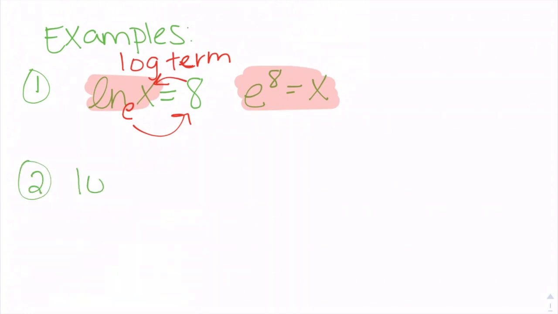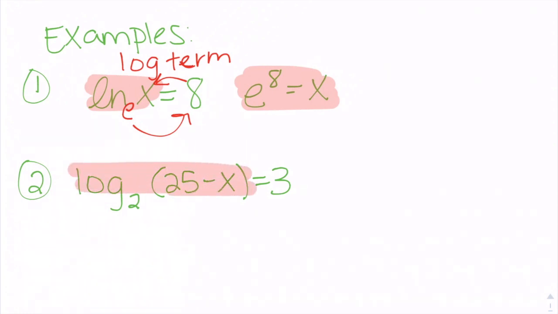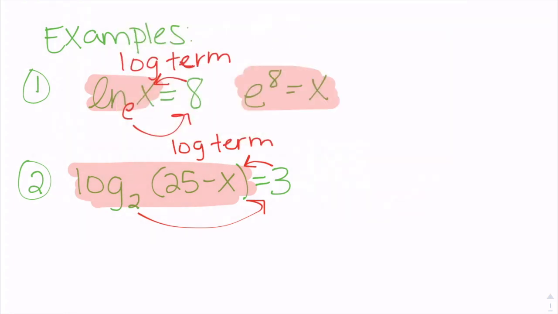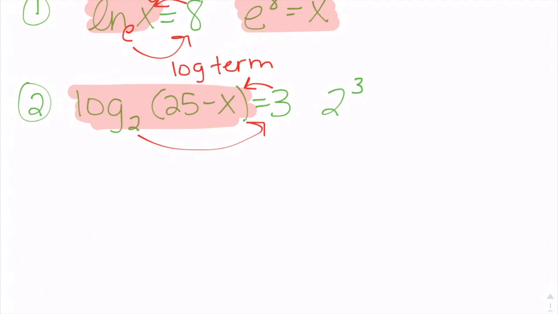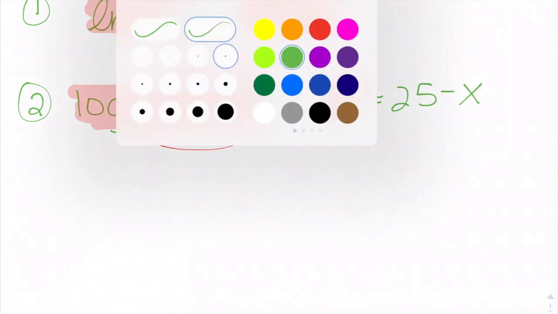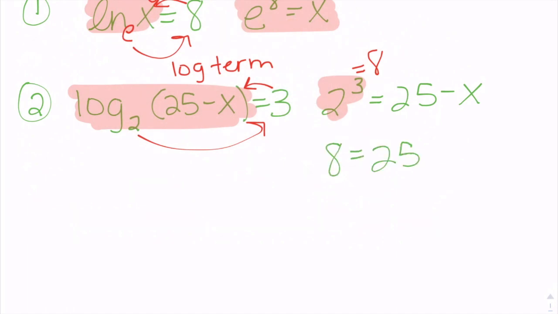Example 2, we have log base 2 of 25 minus x equals 3. And so this whole thing right here is our logarithmic term. And it's only one of them, so we therefore do not have to condense anything. And so we can go from here and convert this into exponential form. And when you do that, you end up getting 2 cubed equals 25 minus x. And well, 2 cubed here is just 8. So we can rewrite that as 8 equals 25 minus x.